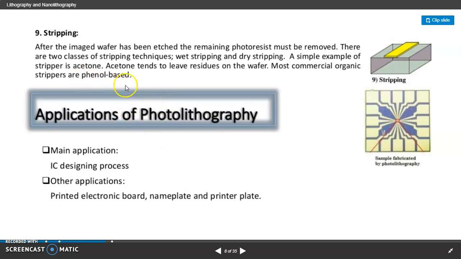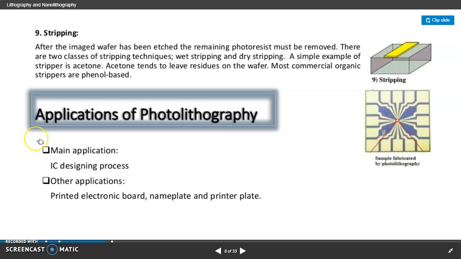The main application of photolithography is the IC designing process. Other applications are printed electronic boards, nameplates, and printer plates. So these are the simple applications.